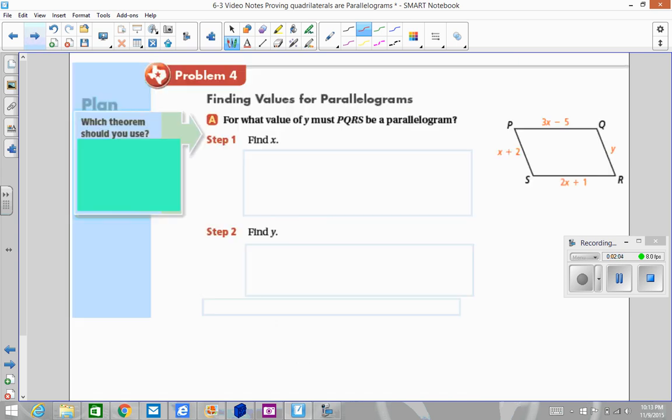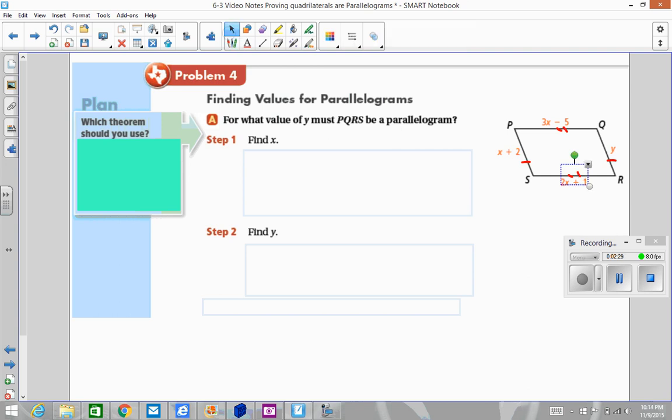All right. So if we look here, it says, what is the value of y that must make TQRS a parallelogram? First of all, we can't find y yet because this y is going to be equal to this piece here. So in order to find y, I've got to know what x is. In order for it to be a parallelogram, these two sides would have to be congruent.